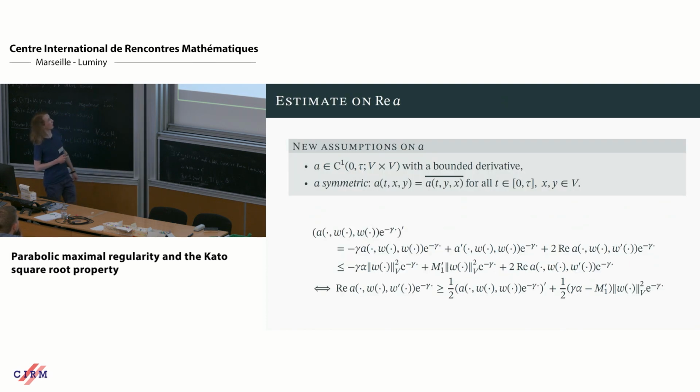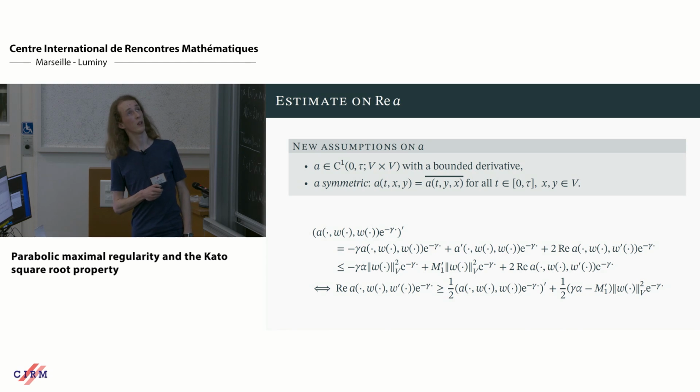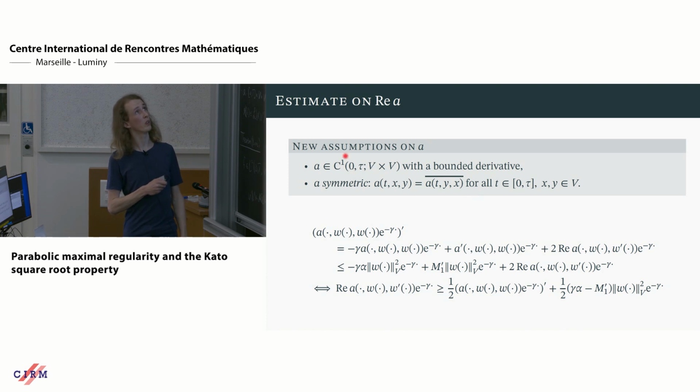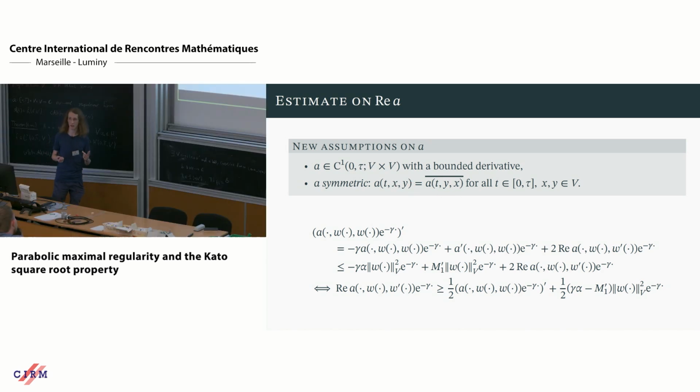Here I've written down the additional assumptions on A again. We have the assumptions from Lions' theorem, and now continuity, differentiability, and the bounded derivative of A. And we have symmetry of A. That is, if we switch the space variables, we get a complex conjugate. So if we have that, we can do the following.